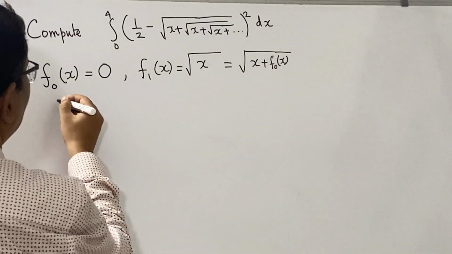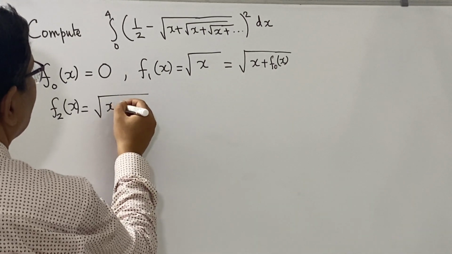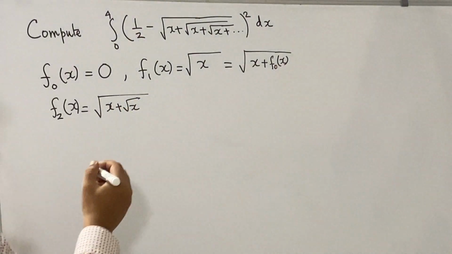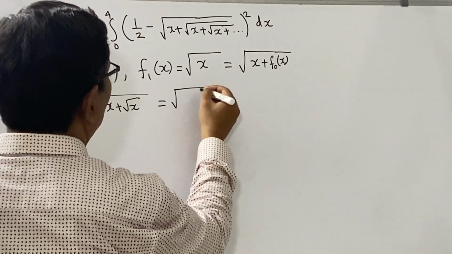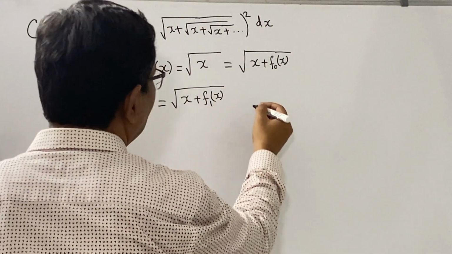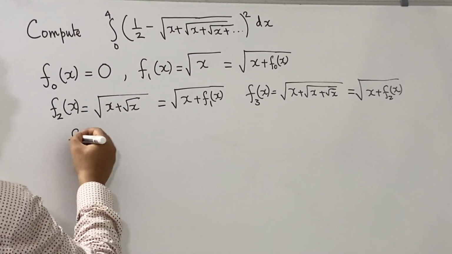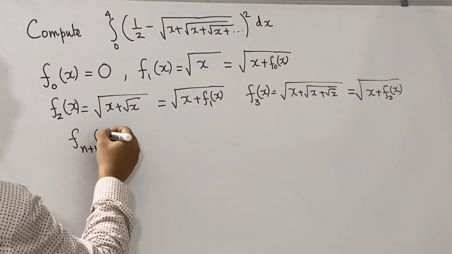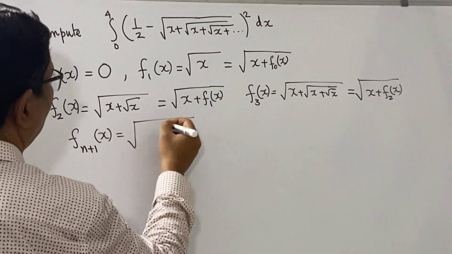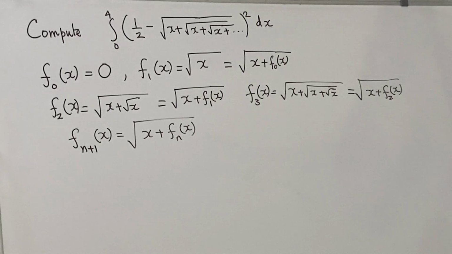Now observe that f2(x) is root of x plus root x, and we can write this as the square root of x plus f1(x). Similarly, f3(x) can be written as the square root of x plus f2(x). So in general, we can write f(n+1)(x) as the square root of x plus fn(x). This is a key observation.